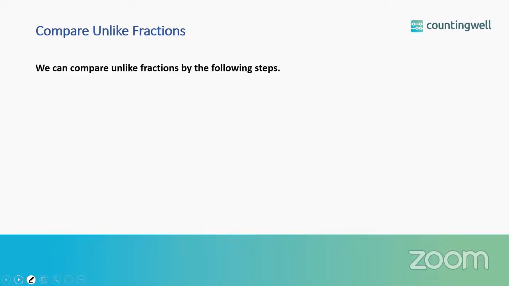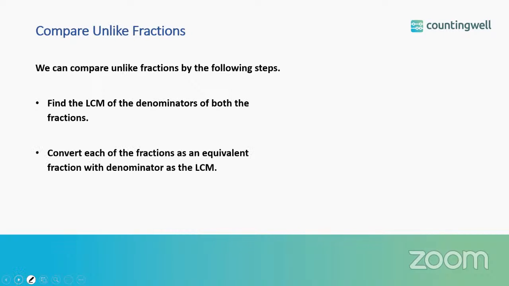We can compare unlike fractions also, but for that you have to follow the steps. First, you have to find the LCM of the denominators of both the fractions. Then you have to convert each of the fractions into an equivalent fraction with the same denominator as the LCM. This will give you all the fractions as like fractions. Now the comparison becomes easier because you just have to compare the numerators of the equivalent fractions.